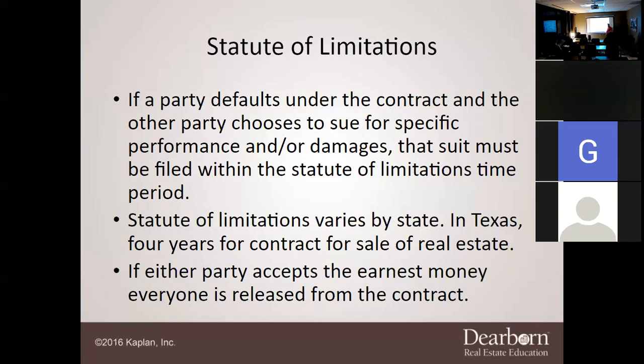4 years from what point? From the last time you made your payment. From the last payment that you made. If you stop paying as of January, say you pay December and you don't pay January, the 4 years starts from January. Gotcha. Does that make sense?